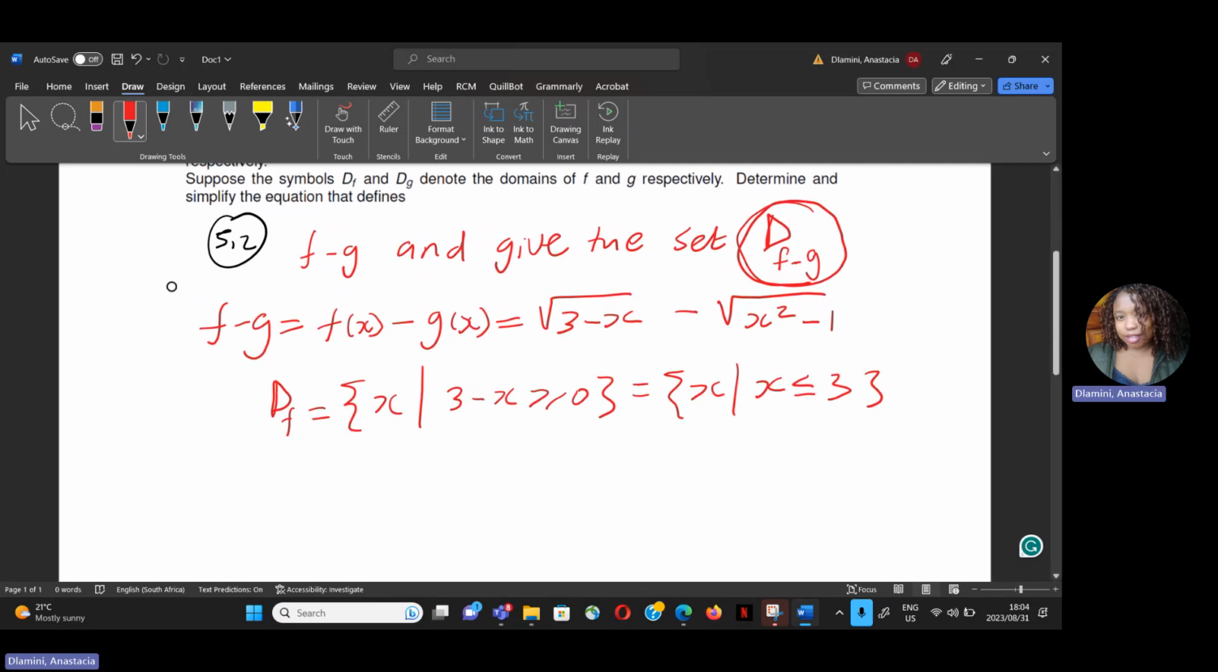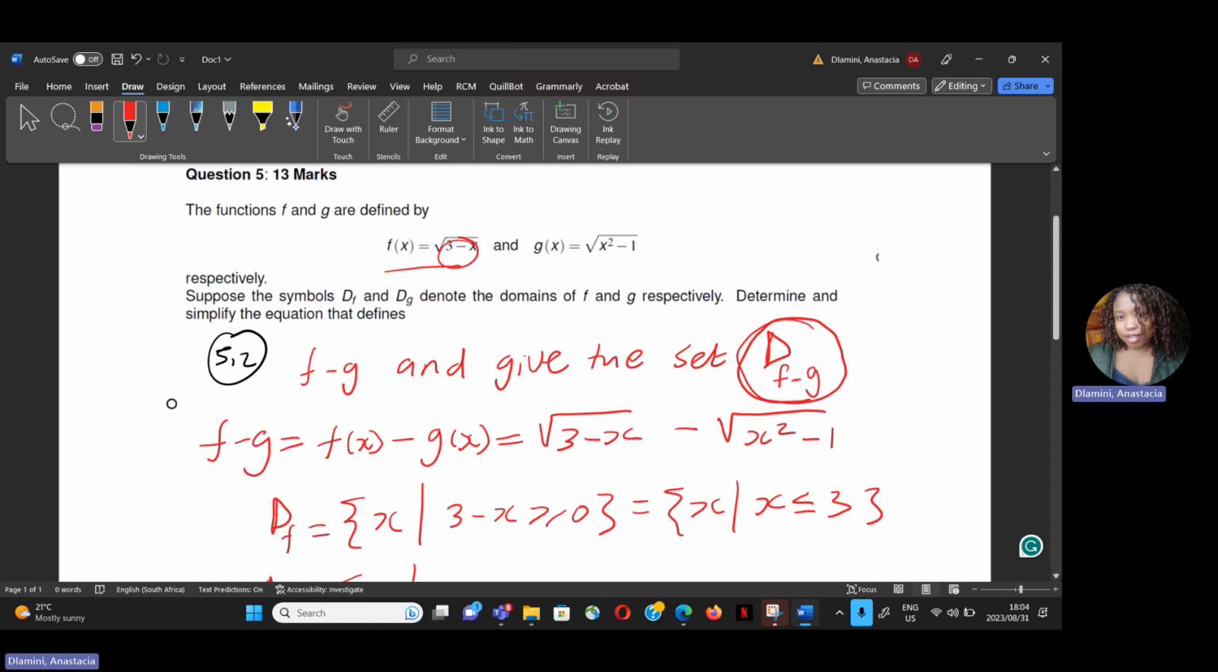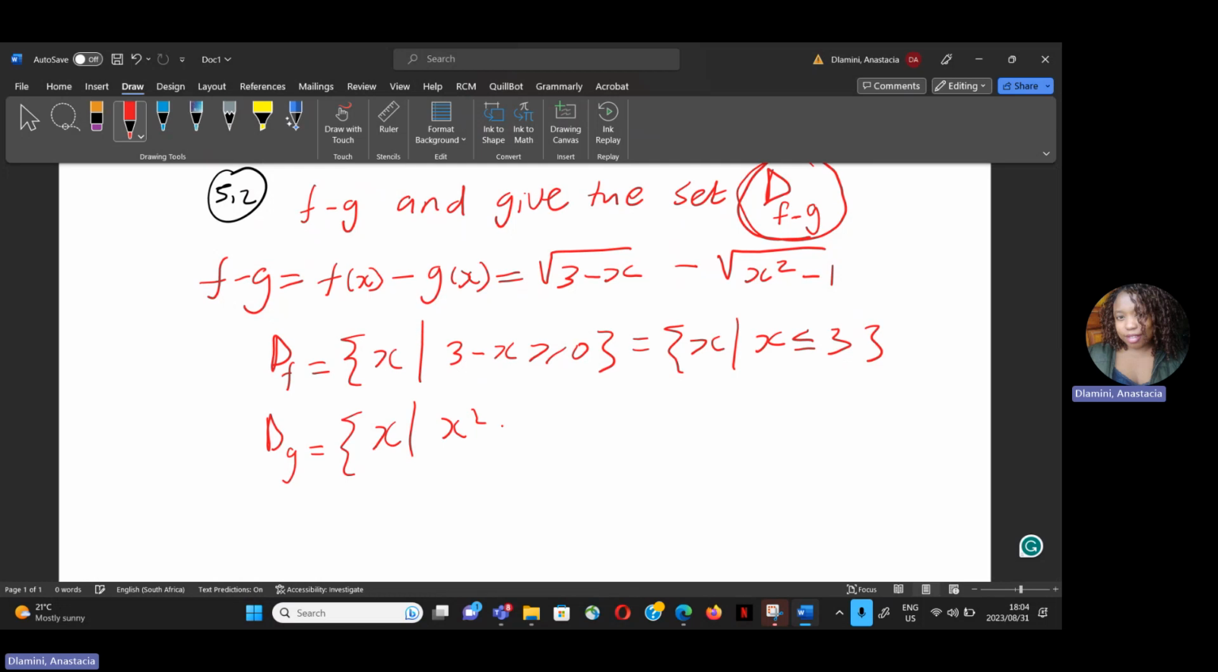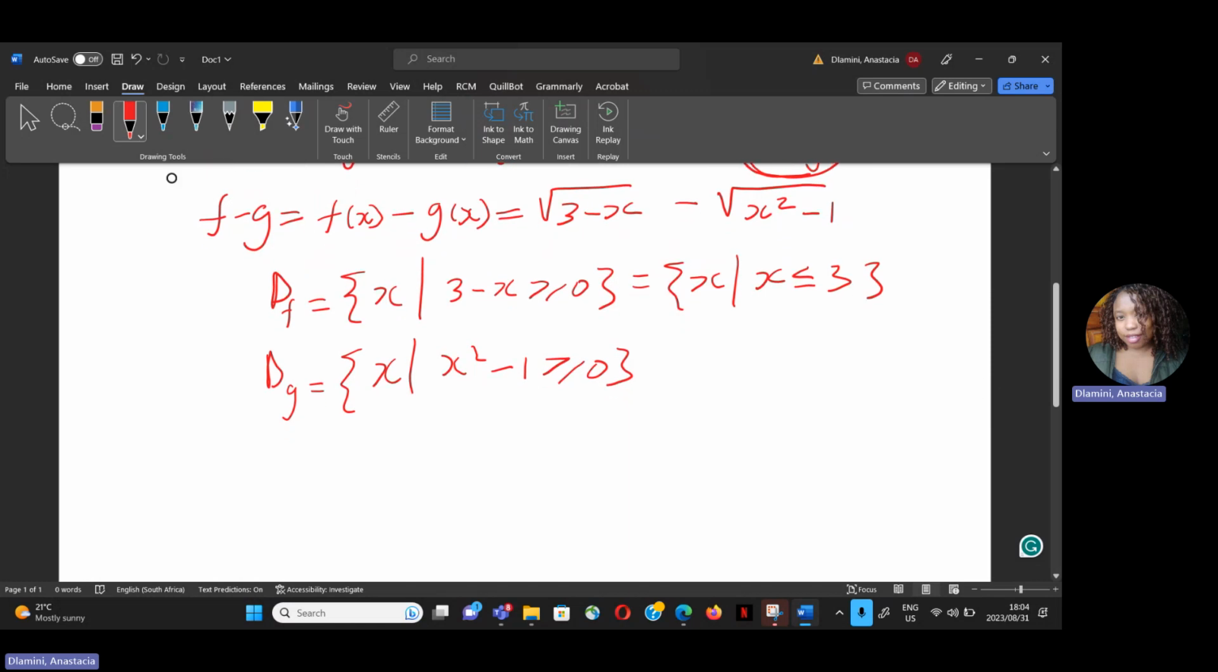Now let's find the domain of g. So the domain of g is equals to x is an element of real number such that, so what is g? So g is the square root of x squared minus 1, meaning that everything under the square root should be greater or equals to 0 for the function of g to be defined. So therefore, x squared minus 1 should be greater or equals to 0. Now, from 5.1 in the previous video, we actually found that this is equals to x is an element of real number such that x is less or equals to -1, or x is greater or equals to 1.